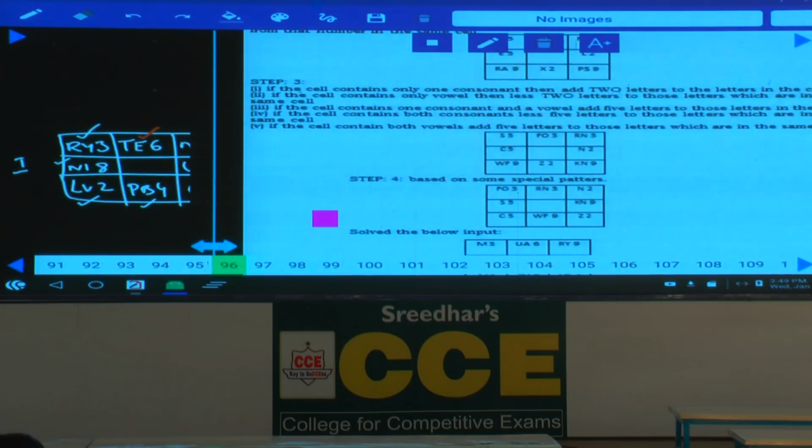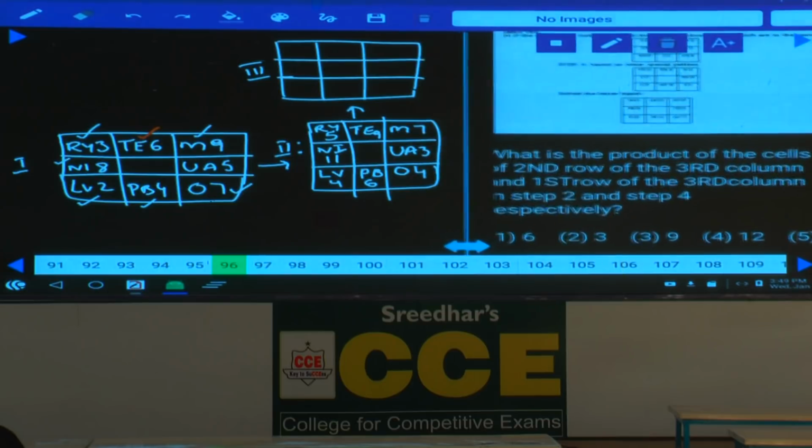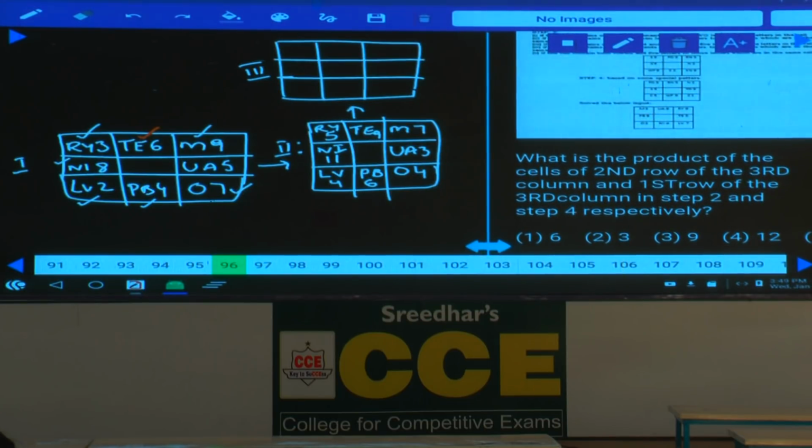If the cell contains only one consonant, then add 2 letters to the letters in the cell. Only one consonant, this is M. Add 2 letters to this one, this will be O, and the number as it is. And this will be O7.